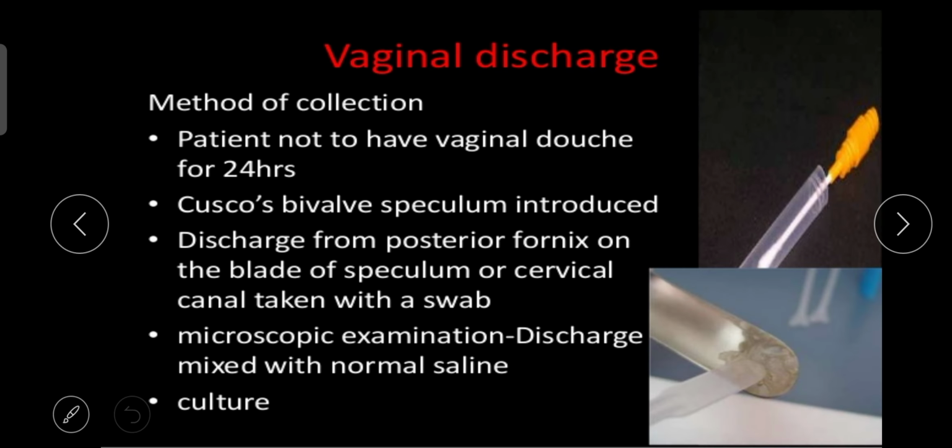Next is vaginal discharge. For the method of collection, the patient should not have a vaginal douche for 24 hours. A Cusco's bivalve speculum is introduced. I have shown you the picture of how it looks. Discharge is taken from the posterior fornix on the blade of the speculum, or from the cervical canal with a swab. Then microscopic examination is done, the discharge is mixed with normal saline, and it is sent for culture and sensitivity test.